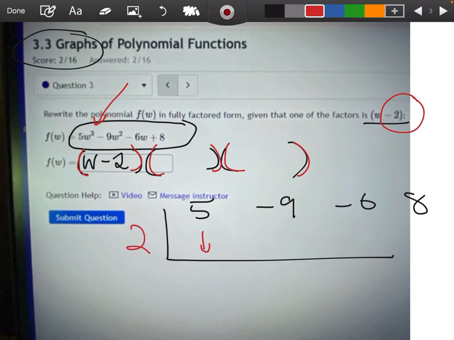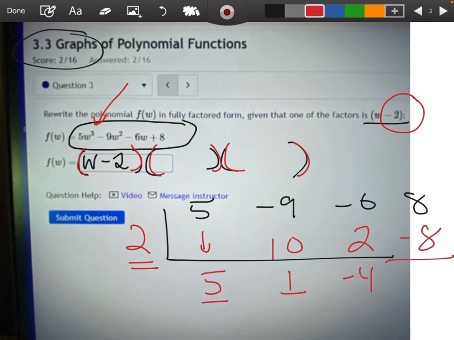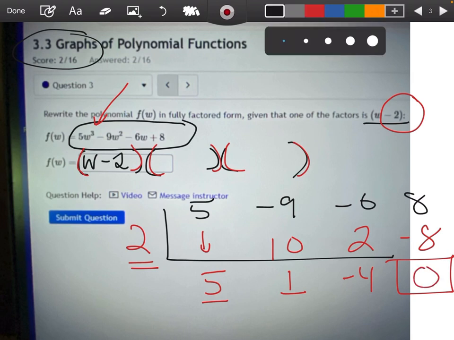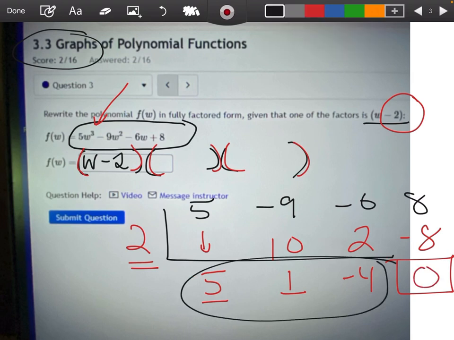So look, first step, drop down the 5. We multiply, that's 10. We add straight down, that's 1. 2 times 1 is 2. We're going to add straight down, that should be a minus 4, and this is a negative 8, and of course we should get 0 there, right? Okay, now let's think about what this means. I'm going to go to my next slide where I got some room.